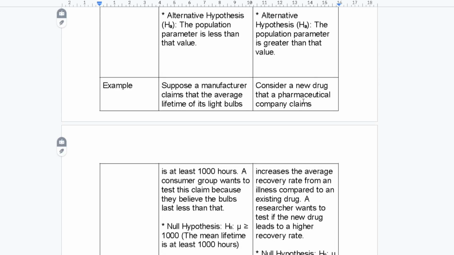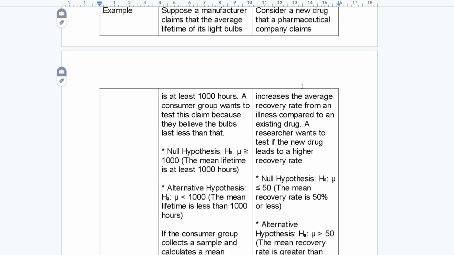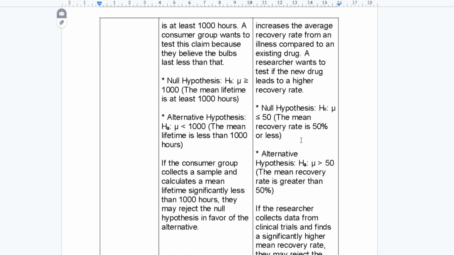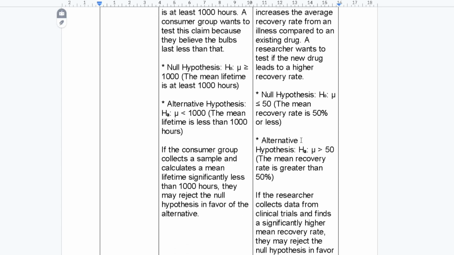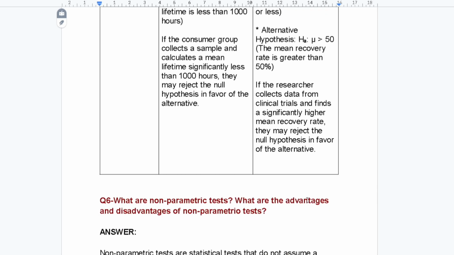And an example of an upper tailed test is: consider a new drug that a pharmaceutical company claims increases the average recovery rate from an illness compared to an existing drug. A researcher wants to test if the new drug leads to a higher recovery rate. Here the null hypothesis will be a 50% or less recovery rate, and the alternative will be that it is greater than 50%. So if researchers collect data from a clinical trial and find a significantly higher mean recovery rate, they may reject the null hypothesis in favor of the alternative.